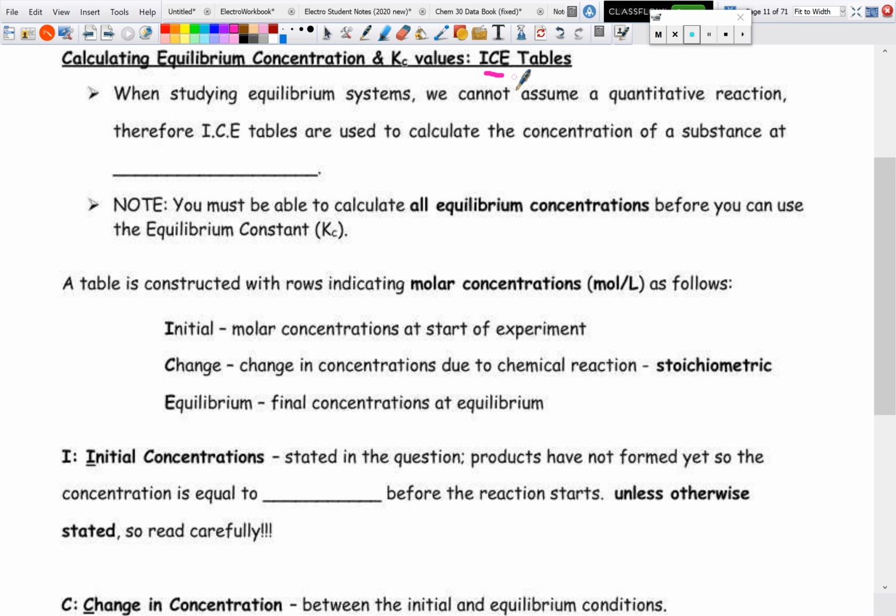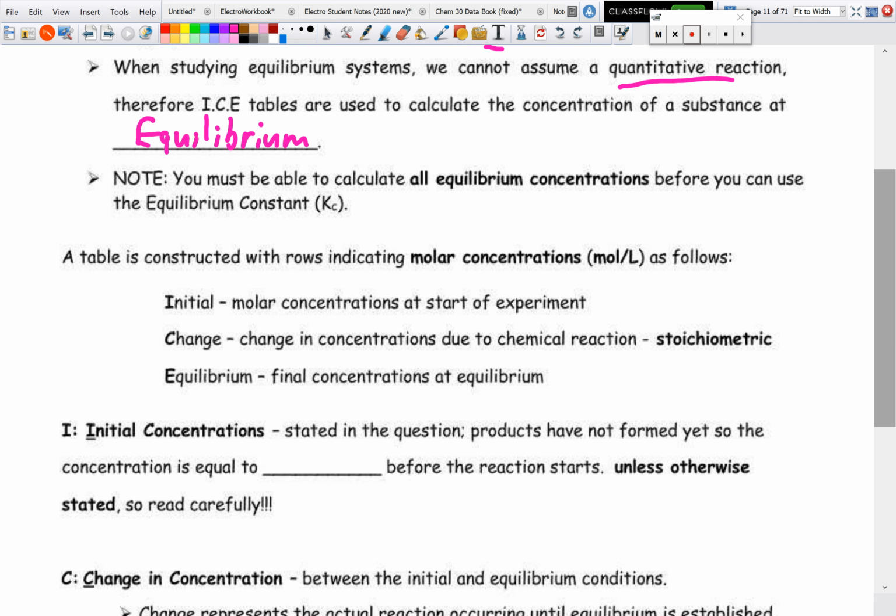So of course, when we're studying equilibrium systems, we do not assume quantitative reactions. Therefore, ICE tables are going to have to be used to find concentrations of substances at equilibrium. What the ICE table stands for is a table constructed indicating molar concentrations at the following points in time during a reaction: the initial, or the I, the change, so how the concentrations are changing as the reaction progresses, and of course then the equilibrium. So initial, change, and equilibrium stands for I.C.E.